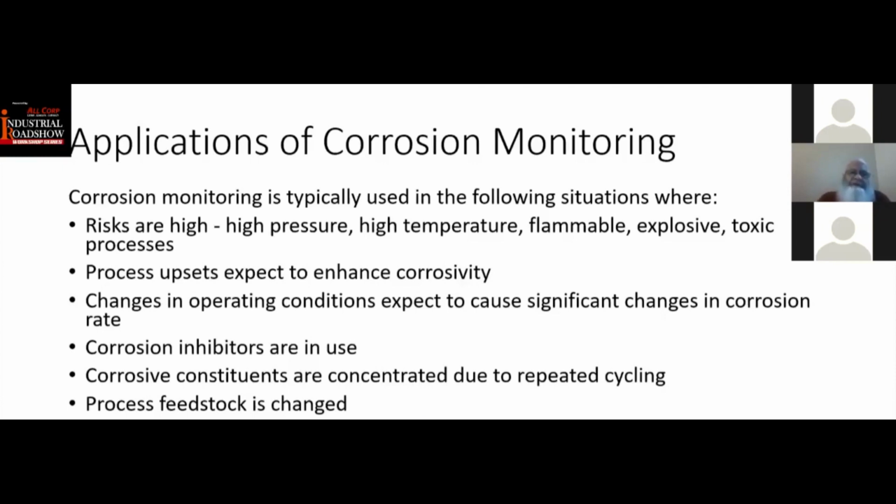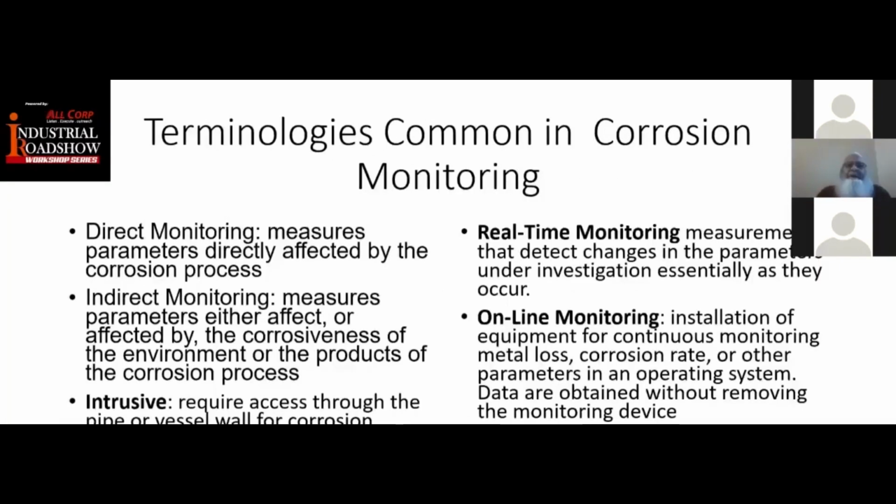Also where corrosive constituents are concentrated due to repeated cycling; process feedstock is changed; plant output and operating parameters are changed from design specifications; in evaluating corrosion behavior of various metals and alloys, where potential shifts are used to protect systems or structures; and where product contamination due to corrosion is a vital concern. So these are all the applications where corrosion monitoring has been used successfully. Also, it's very useful in giving you the correct data. Terminology is common in corrosion monitoring.